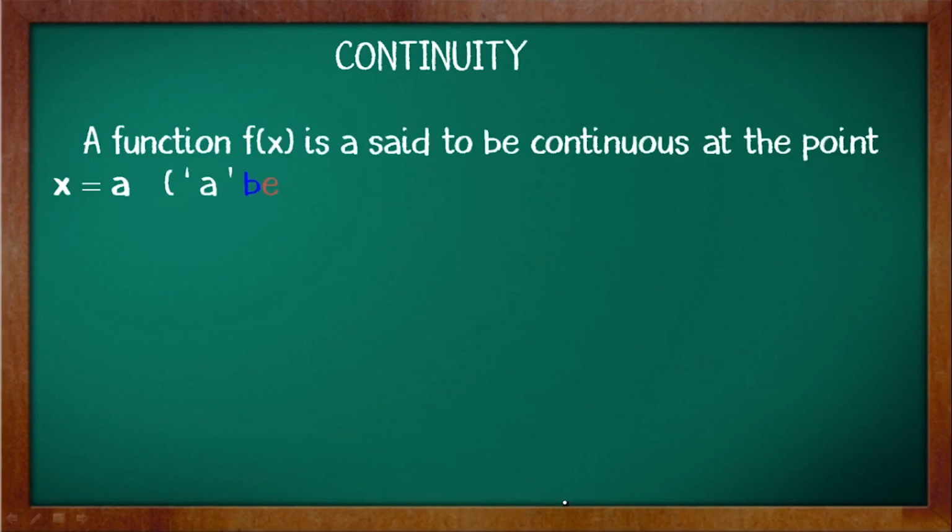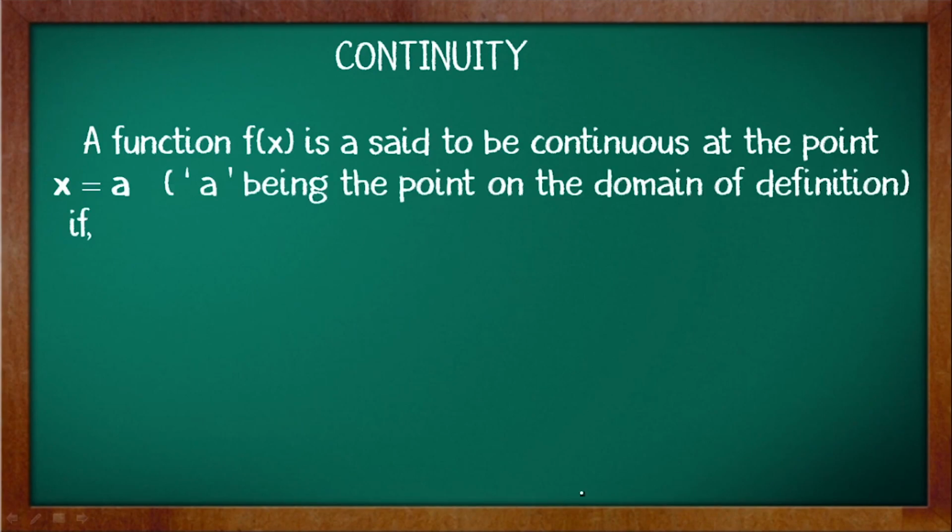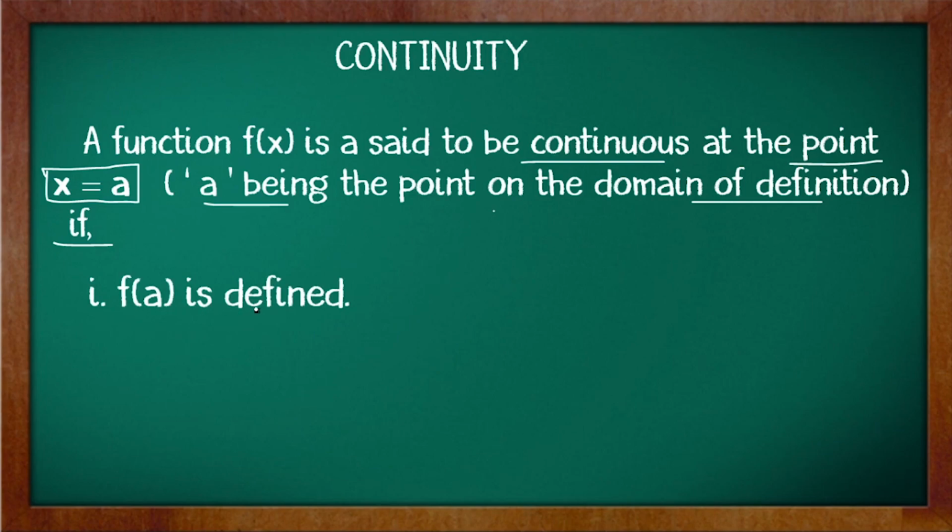So the definition of continuity says a function f(x) is said to be continuous at the point x equals a if, okay, and the point a should be a point in the domain of definition. If first thing is f(a) is defined, the function must be defined at the point a. That means f(a) must give us a finite value. It should not be undefined. Okay. Next, the limit as x tends to a of f(x) exists.